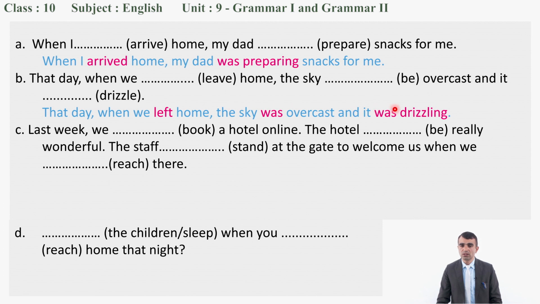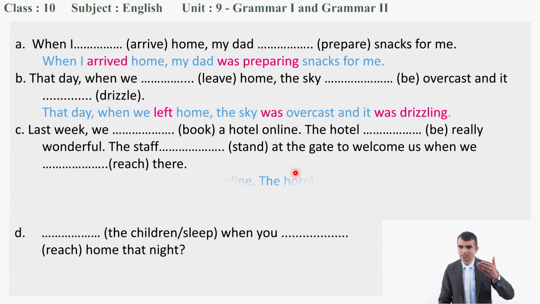So here it was drizzling. So this is situation. It was drizzling when we left home. Is it so? C, last week we book a hotel online. So that is what? Event. Good. Keep writing. The hotel, B, really wonderful. Okay, past adverbial is there, so we use past tense here. The staff stand at the gate to welcome us when we reach. So how do we write?